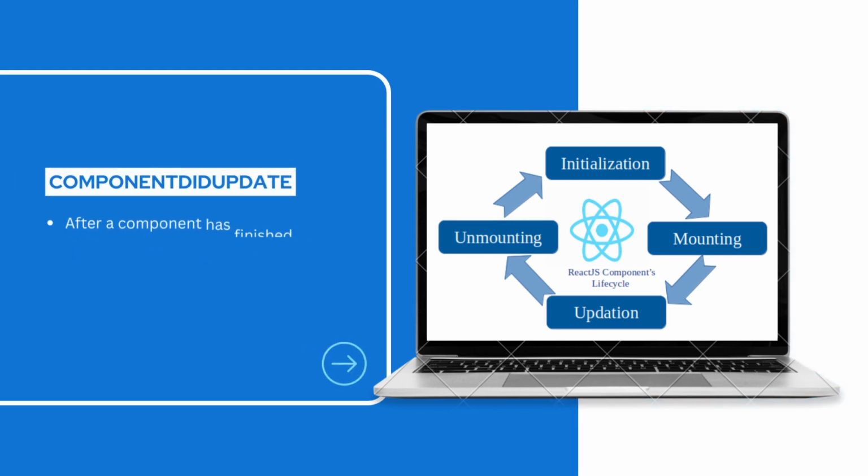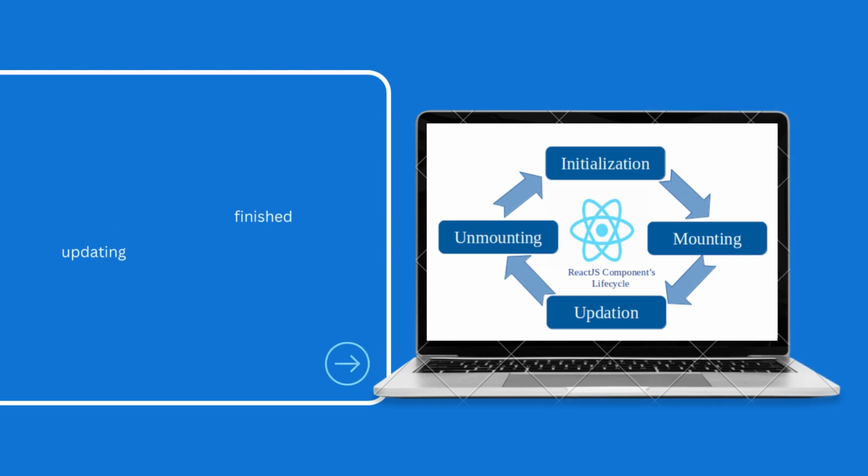Now the next method is componentDidUpdate, which is called after a component has finished updating, meaning it has received new props or state and the DOM has been updated to reflect those changes. This is a good place to perform tasks that require the updated component data. In practical use, use componentDidUpdate for tasks like interacting with the DOM, making network requests, or updating state based on new props or state. For instance, you might use it to scroll to a specific element in the component after a new item is added.